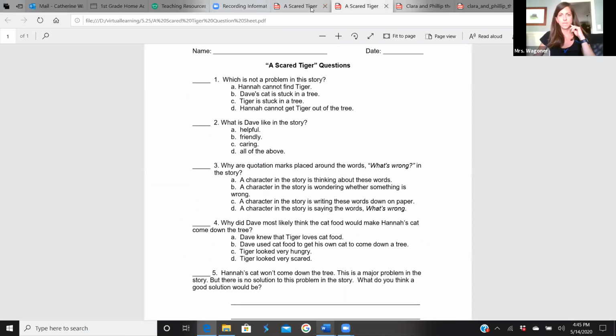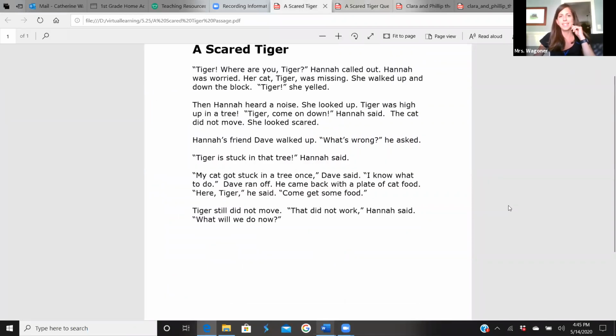All right, let's look at our first story. The title is A Scared Tiger. "Tiger, where are you, Tiger?" Hannah called out. Hannah was worried her cat Tiger was missing. She walked up and down the block. "Tiger," she yelled. Then Hannah heard a noise. She looked up. Tiger was high up in a tree. "Tiger, come on down." I'm visualizing this too. I can see it in my brain.